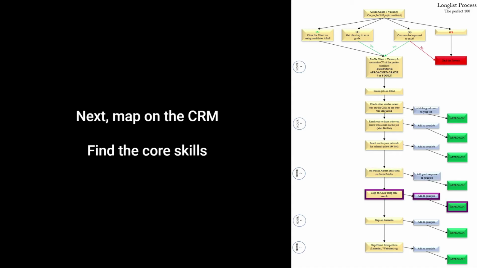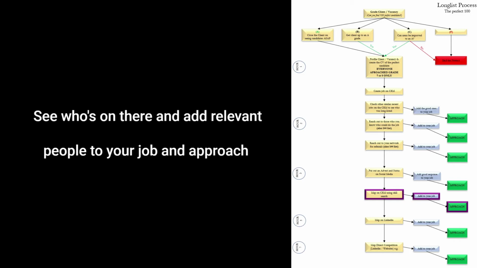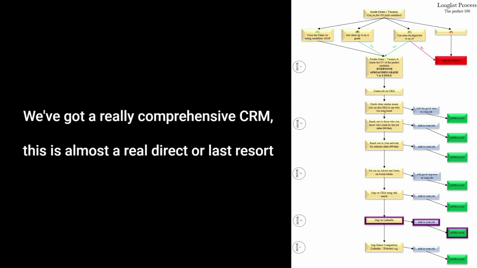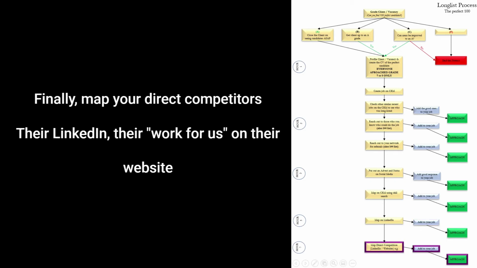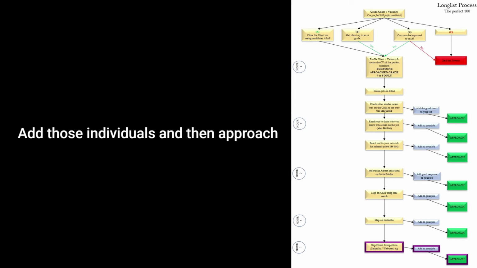Next, map on the CRM. We all know how to do this. Find the core skills, see who's on there, add those relevant people to your job and approach. Then map on LinkedIn. We've got a really comprehensive CRM, so this is almost a real direct or last resort here. Map on LinkedIn, add those individuals to your job and approach them. Then finally, map your direct competitors, their LinkedIn, their work for us on their websites, those sorts of things. Add those individuals to your job and then approach them.